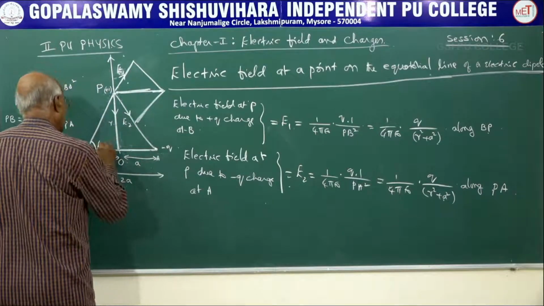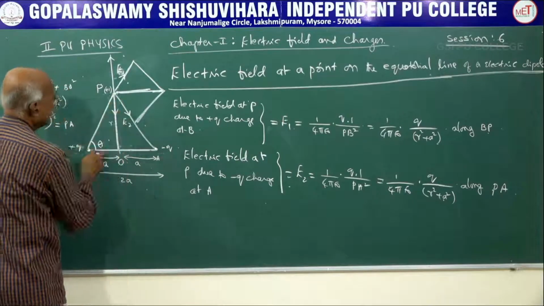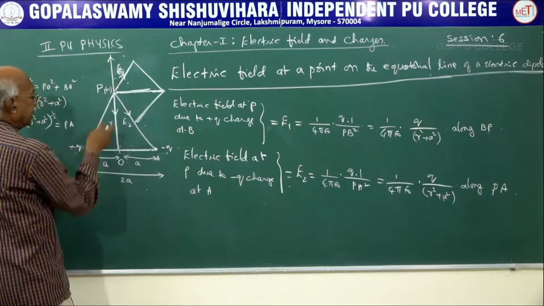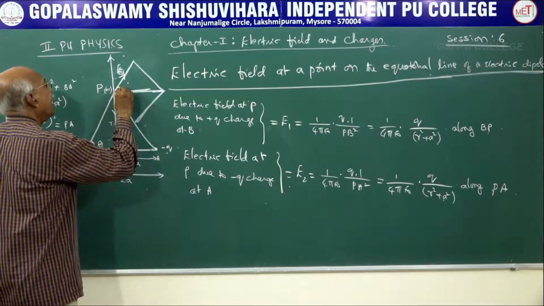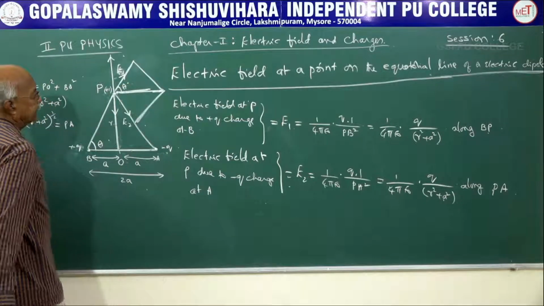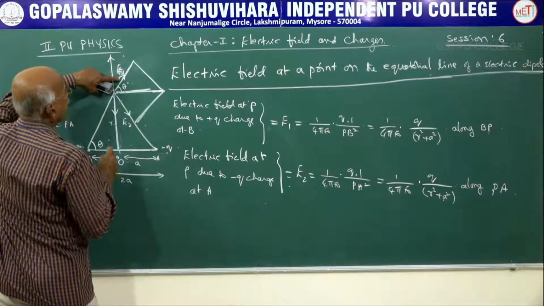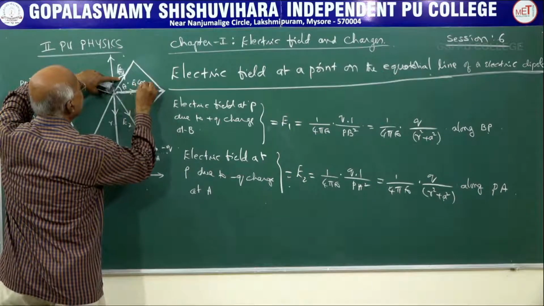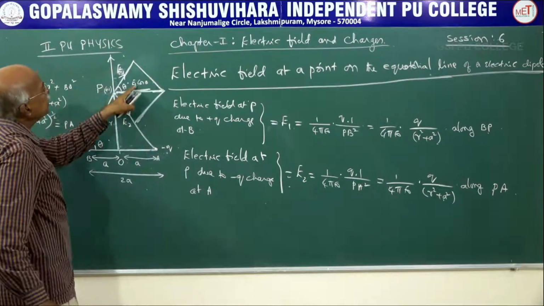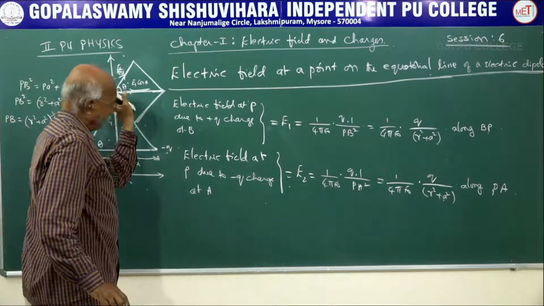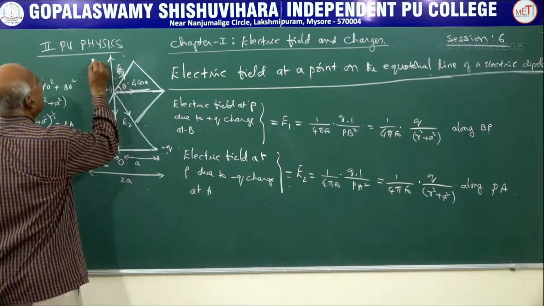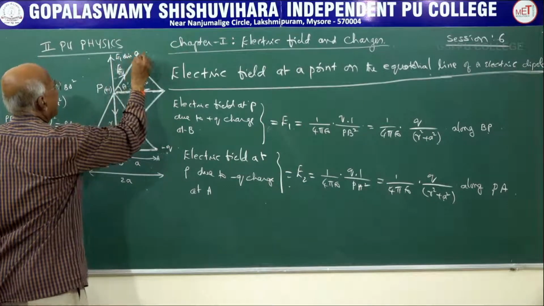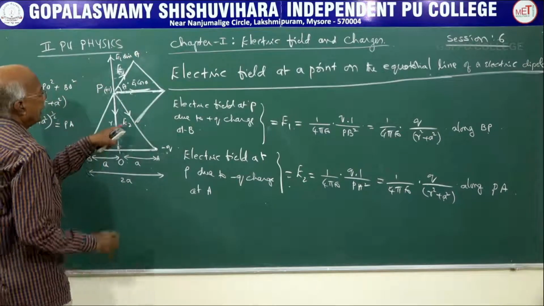Now if you call this angle theta, since this is an isosceles triangle, this angle will also be equal to theta, making use of the property of corresponding angles. Now this E1 is resolved into E1 cos theta along the plus x-axis, and along this direction E1 sin theta along the plus y-axis. Now here you have got E2.